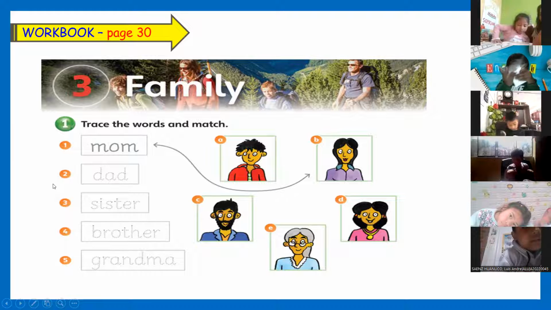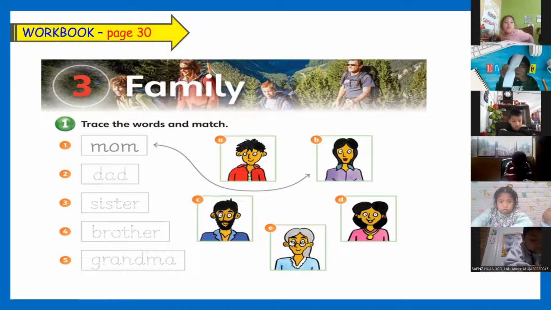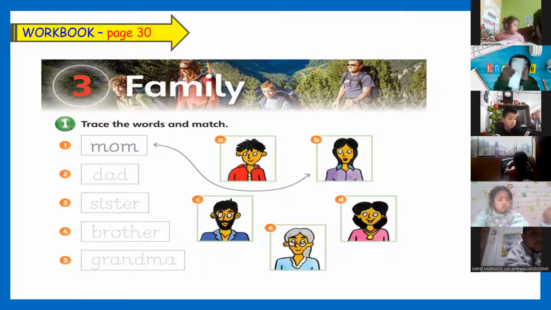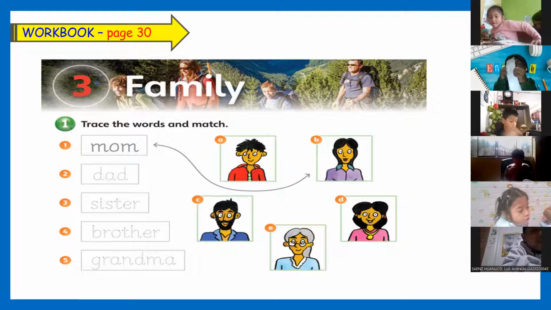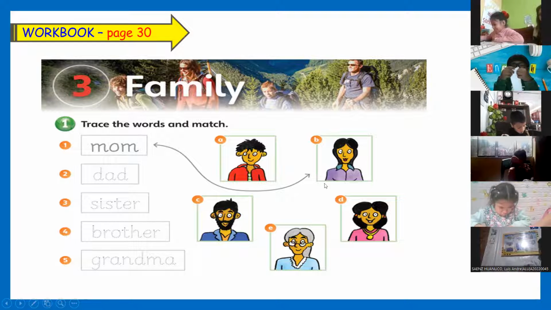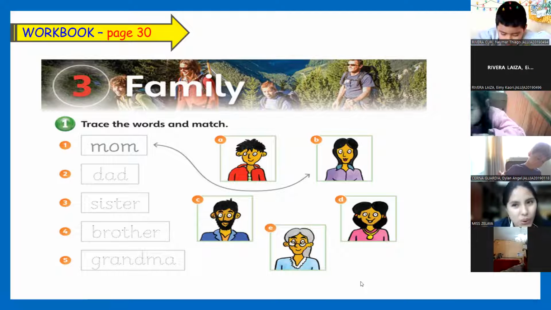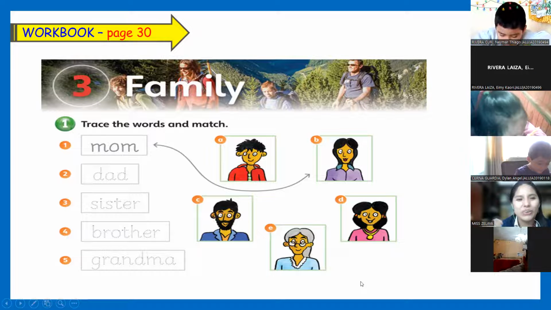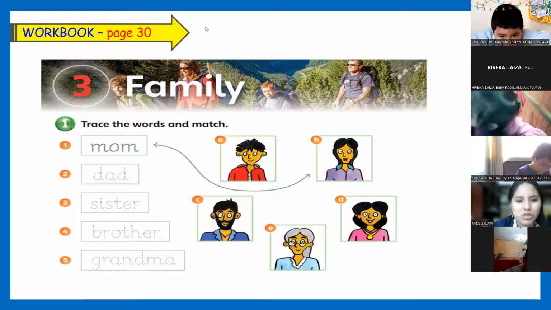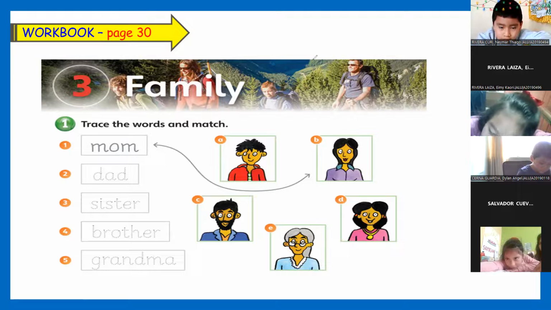Continue in number 2. You have to use your pencil. Pencil. Okay, continue. In number 2, what member of the family is the number 2? Volunteer. Neymar Rivera Curi. What member of the family is the number 2? Dad. Is dad. Very good.